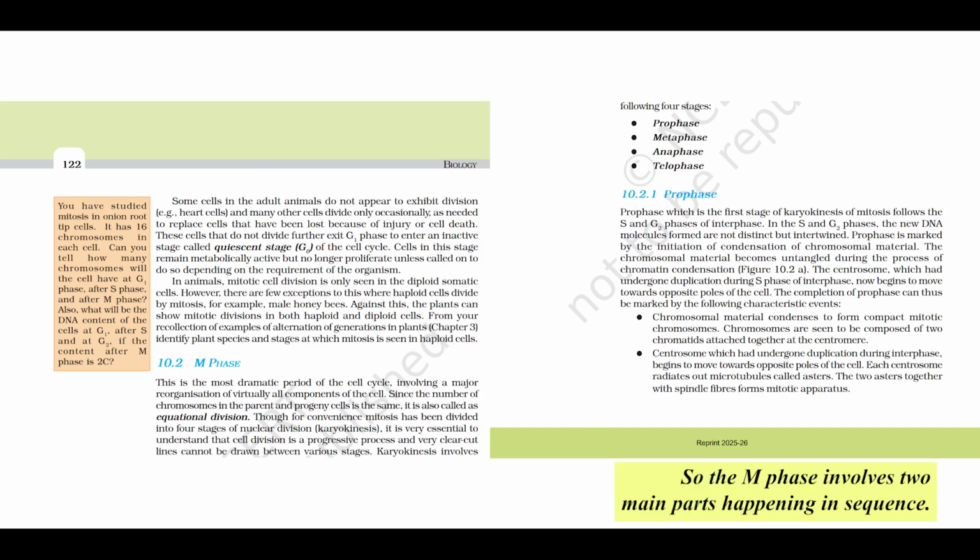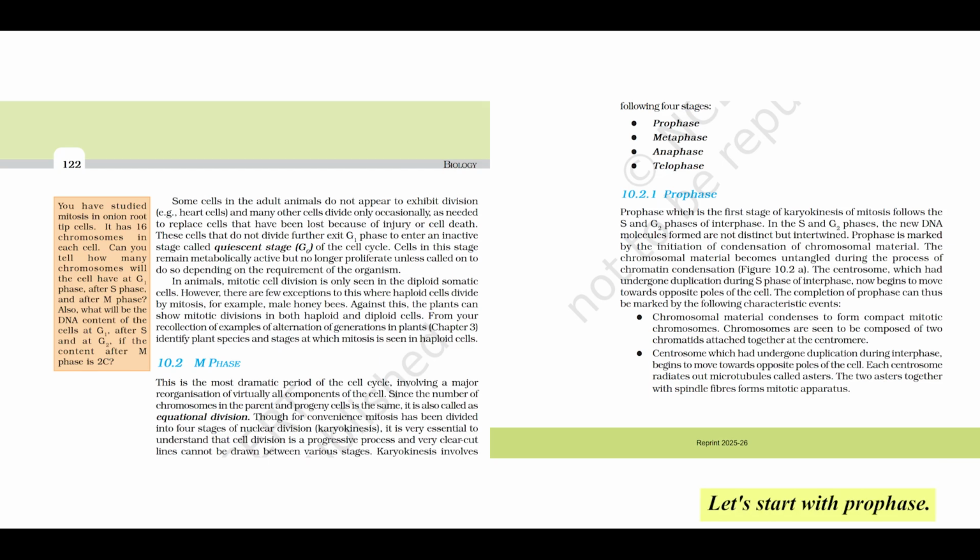So the M phase involves 2 main parts happening in sequence. First, karyokinesis, that's the division of the nucleus, leading to the separation of the daughter chromosomes. It's all about the genetic material. Second, cytokinesis. This is the division of the cytoplasm, which follows karyokinesis and divides the entire cell into 2 daughter cells. Nucleus first, then cytoplasm. Makes sense. So what are the stages of karyokinesis? Karyokinesis has 4 stages: prophase, metaphase, anaphase, and telophase. Let's explore each one, focusing on the key events you need to identify for exams.